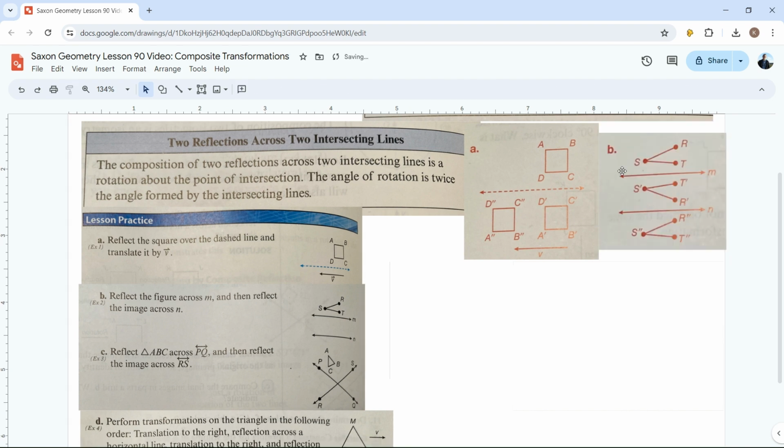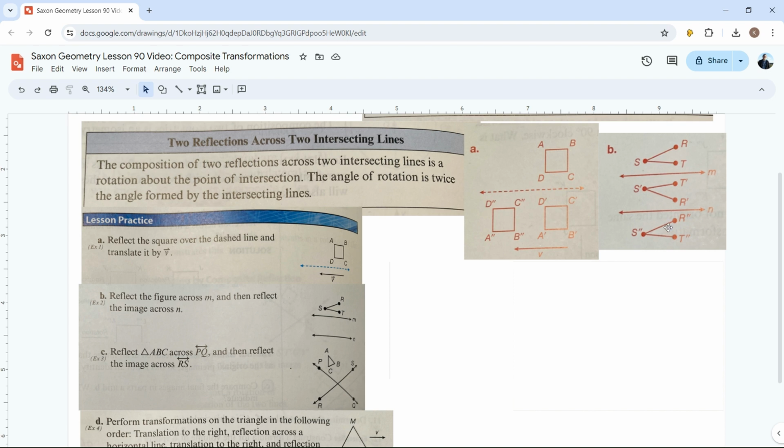Here's letter B. Notice that the first reflection flips all of our points around. So T is the same distance below M as it was above M. S is the same distance below and above. R is the same distance below and above. But then when we do the second reflection, it flips it back. R is back on top. S is lower compared to R than it is higher compared to T, or it's closer to T than to R. We'll say it's closer to the bottom point than to the top point. That's probably the best way to say it.